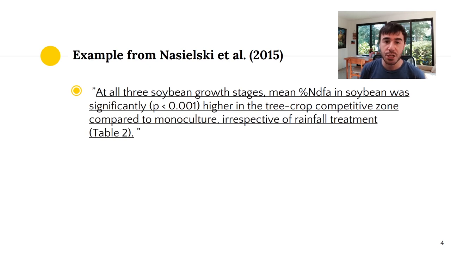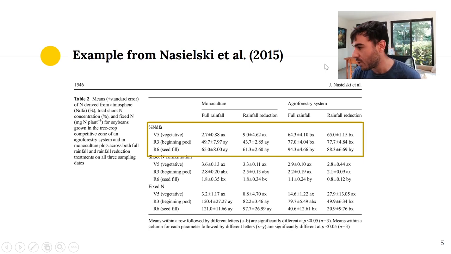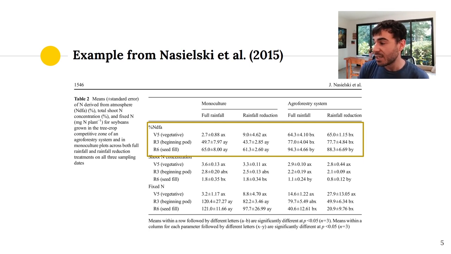And if we look at the data, here is a table from the paper. You can see percent NDFA, the percentage of nitrogen that came from fixation. You can see it was much higher in the agroforestry system, right next to the tree crop competitive zone. So these results are not due to chance. There is a real treatment effect: nitrogen fixation is very, very likely to be impacted by the location in the field, the middle of the field versus the tree row.